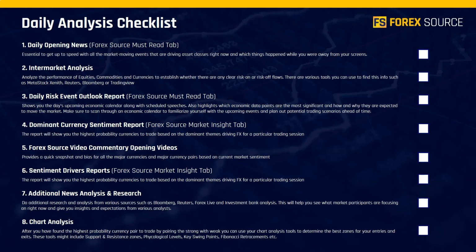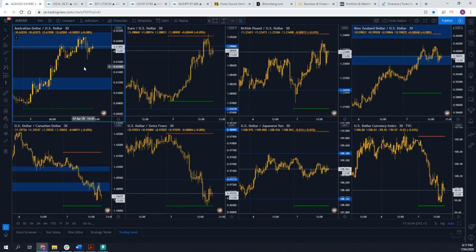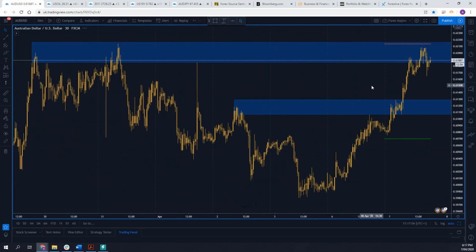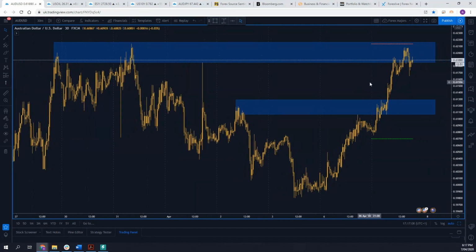And with chart analysis, there's so many different things that you can do, really. Once you've decided what the dominant currency sentiment theme should be, what the strongest and weakest currencies would be for a session, like in today's example, we have the Aussie US dollar. Once you've established that, then you can go to the chart with any type of technical strategy that you want to really find those highest probability entries and exit levels.